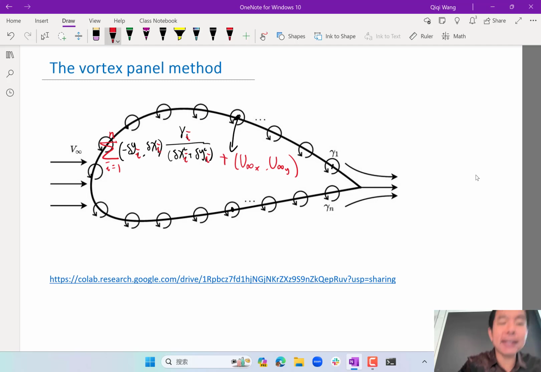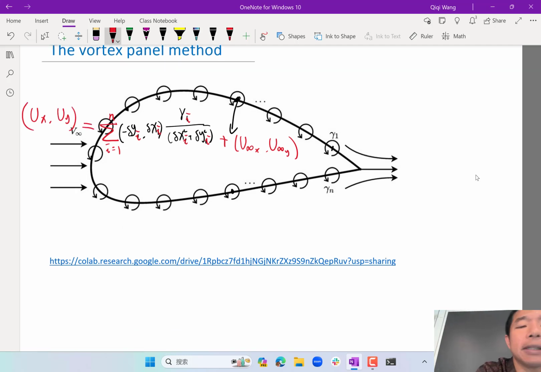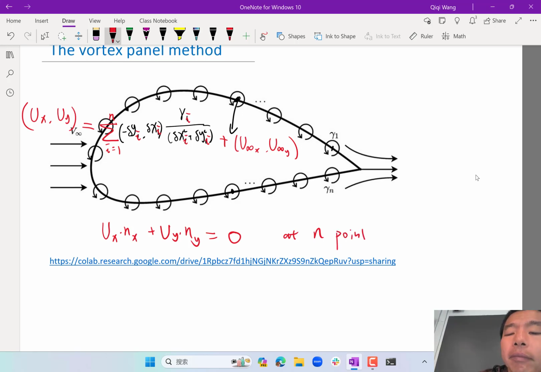Okay, so in some other sense, if this is my velocity, ux and uy equal to this linear superposition, then what I can say is ux dot with nx plus uy dot with ny has to be equal to 0 at n points on the airfoil. That gives me n equations we can solve for the n variables, right?